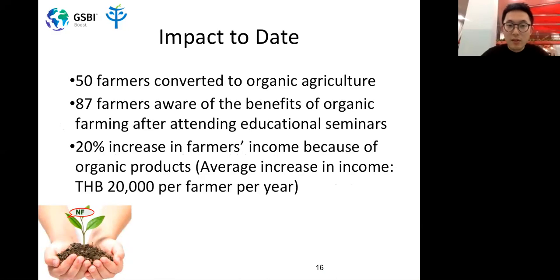And from the impact to date, we can see the track record of the team, to really test whether it's effective. So here we can see very strong evidence, especially the 20% increase in farmers' income because of organic products. That can be a very strong impact model statement, and especially a track record for the impact investor to see what's really been achieved.